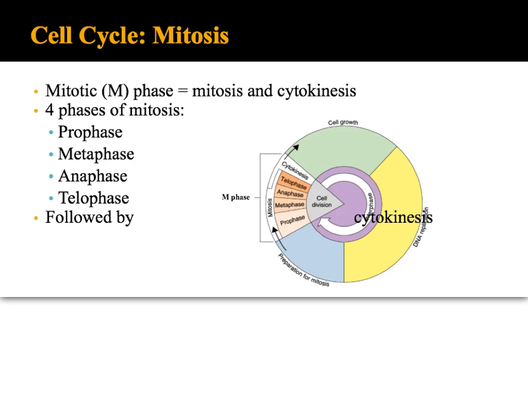So mitosis itself, the splitting of the nucleus, can be broken down into 4 phases. We have prophase, metaphase, anaphase, and telophase. And then those 4 phases are then followed by the splitting of the cytoplasm, or cytokinesis.